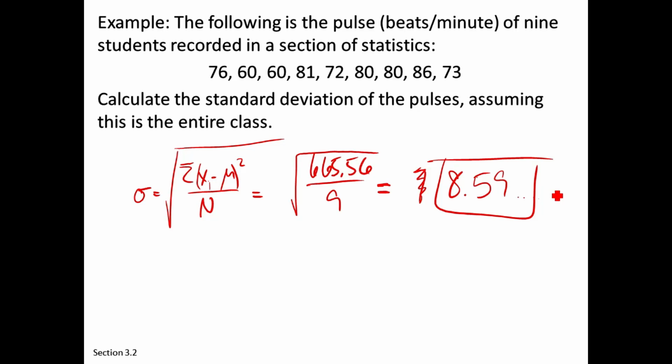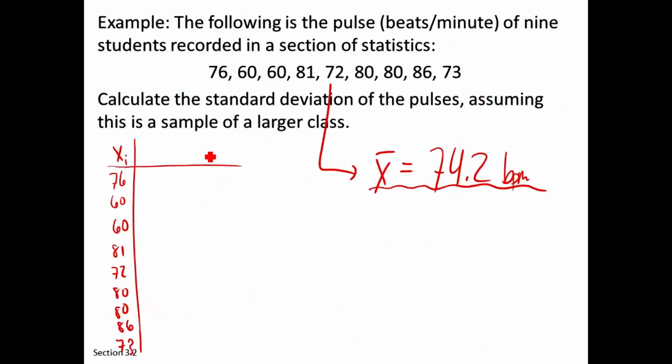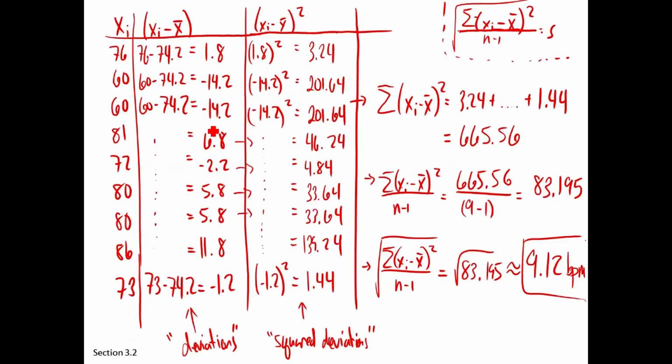Okay? Any questions about that? So that would be if we're trying to find the sample population. So assuming this is the entire class, we're treating those 9 people as the population. Whereas in the last problem, assume this is a sample of a larger class. So in that case, that's why we did the n minus 1 rather than the n.